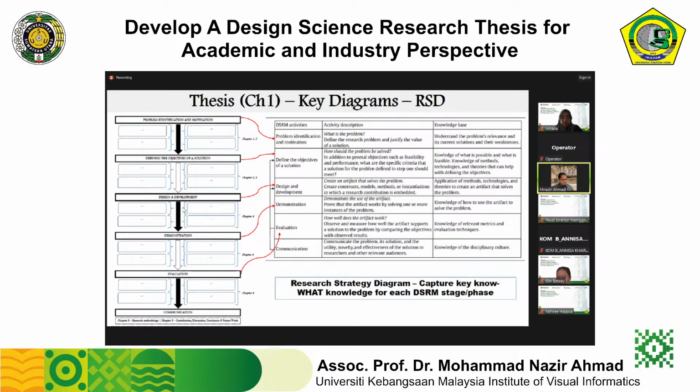Okay, where you organize your activities, knowledge from design science research methodology by paper, for example here, from problem identification up to the communication. And in the design science research and in the research strategy diagram, you capture the key know-what knowledge for each design science research stage, right?